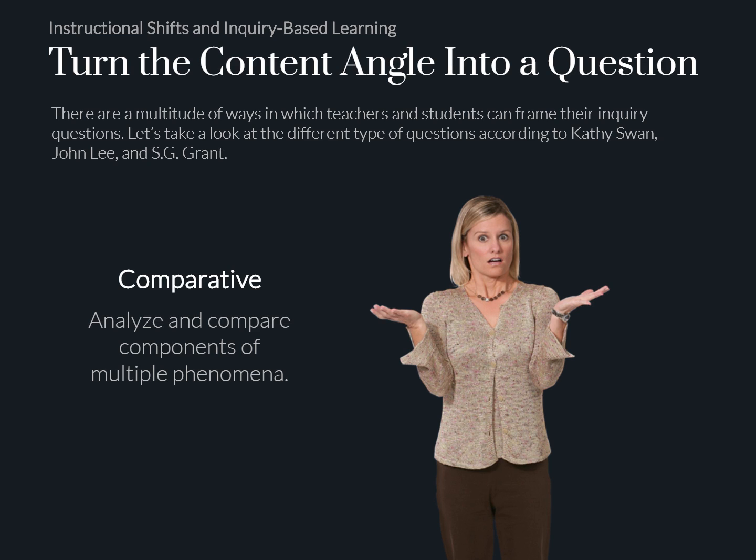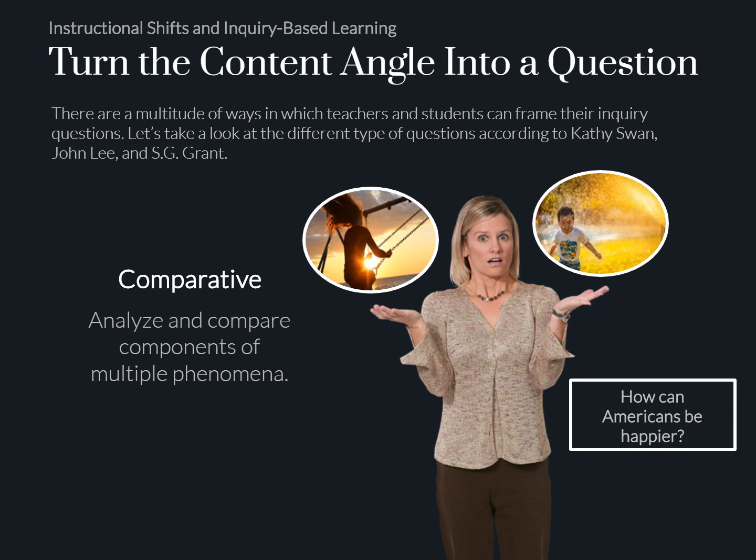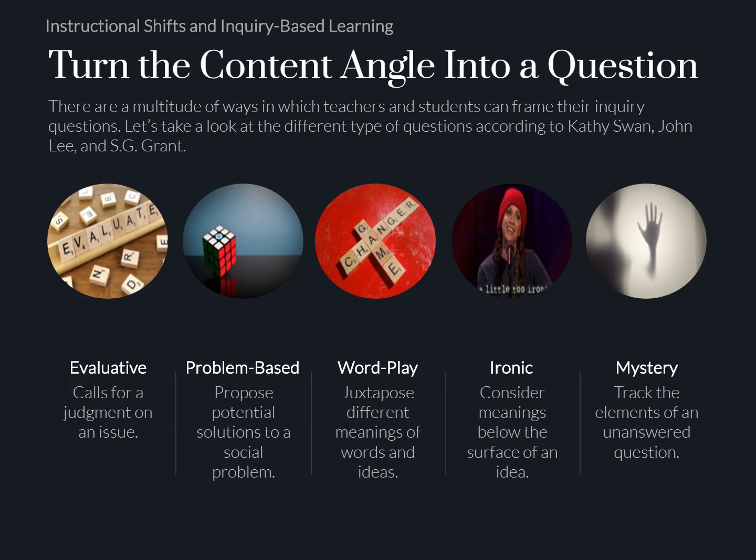An example of a lower level comparative question is, which is better, a map or a globe? While upper level students can answer questions like, how can Americans be happier? We're halfway through. Let's take a look at the final 5 types of compelling questions.